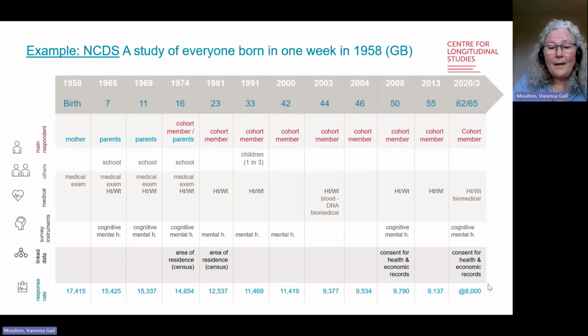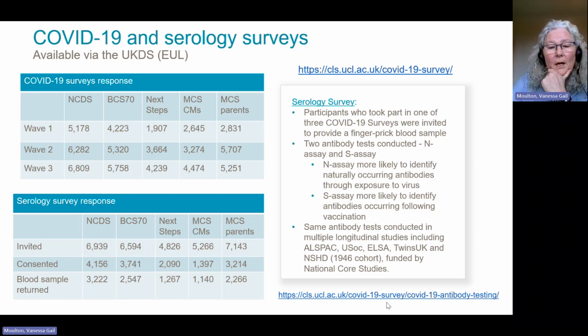So the number of participants taking part in each sweep is shown at the bottom of the chart, and you can see that the number taking part has gradually dropped over time. But in midlife, we consistently collected results from over 9,000 participants, and we expect for the most latest sweep to have over 8,000 for the age 62-65 survey.